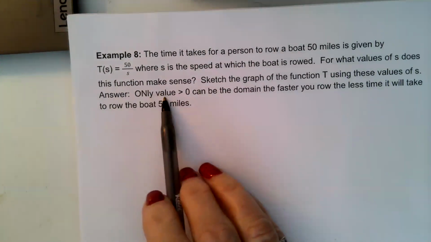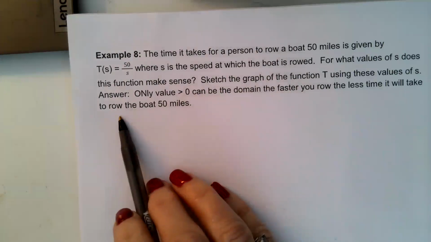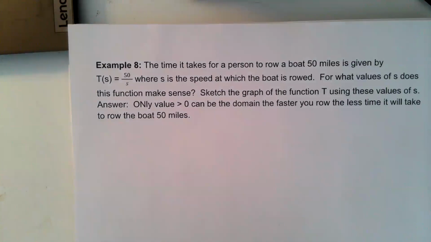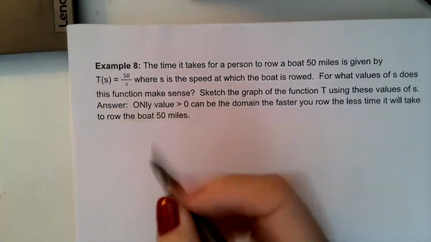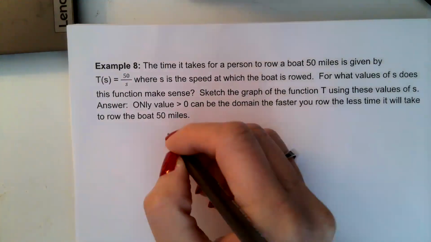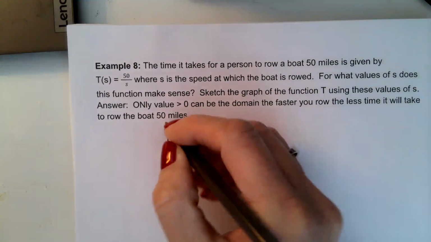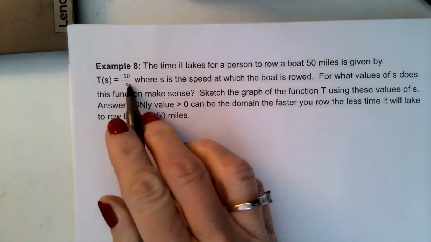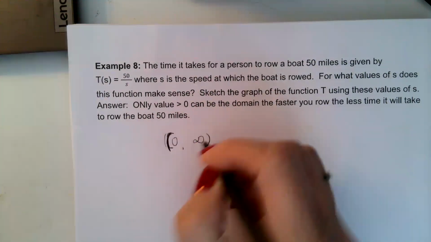Answer: only values greater than 0 can be the domain. The faster you row, the less time it will take to row the boat 50 miles. So you can't have a negative speed. So speed has to be greater than 0. So that means the domain is going to be 0. Actually, we're going to use a parenthesis because it can't equal 0, right? Or we would have an undefined function. So it's going to be an open parenthesis to positive infinity.